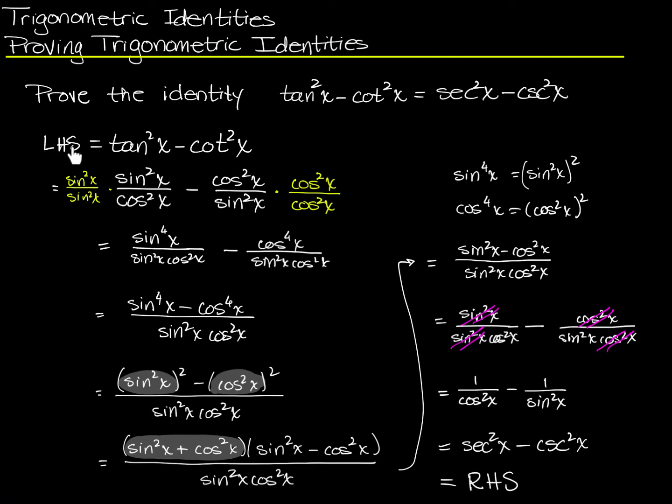The left-hand side, tangent squared minus cotangent squared, is equal to this, which is equal to this, which is in turn equal to the next line. That's equal to the next line, and that's equal to the next line, which is equal to the next, and the next, and the next line. And all of that is equal to the last line, which is equal to the right-hand side. Therefore, the left-hand side is equal to the right-hand side. So I have finished my proof.